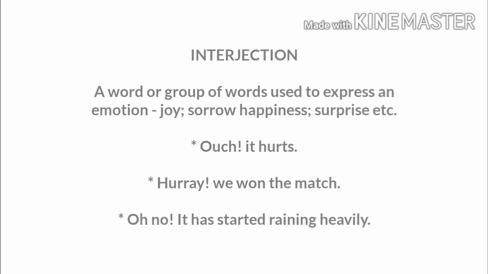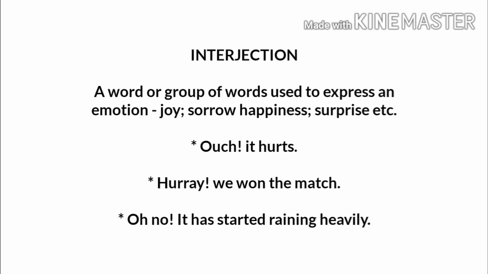Next comes the interjection. A word or a group of words that is used to express an emotion, joy, sorrow, happiness. ये सब जो बताते हैं वो हमारे interjection हैं. Ouch! It hurts. Hooray! We won the match. Oh no! It has started raining heavily. So these ouch, hooray or oh no, these are the interjections. Interjection has the element of surprise, happiness or sorrow. We can see here in these sentences, in sentences में जो ouch हो रहे, ये सब देखिए एक exclamation mark से finish भी हो रहे हैं, end होते हैं ये words या terms. तो ये interjections हैं.